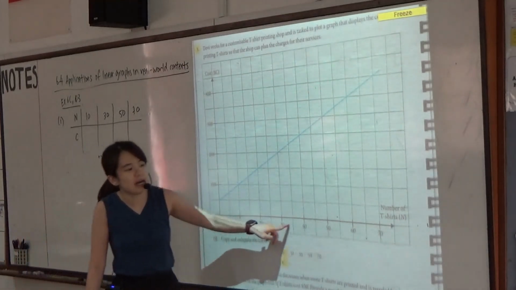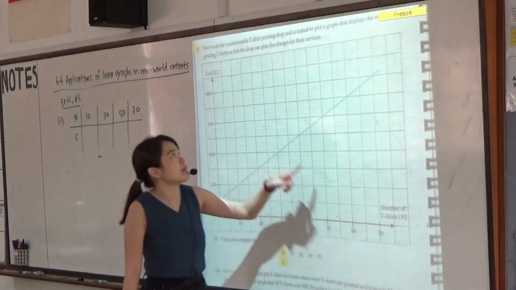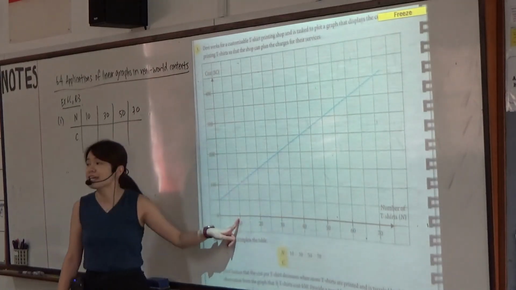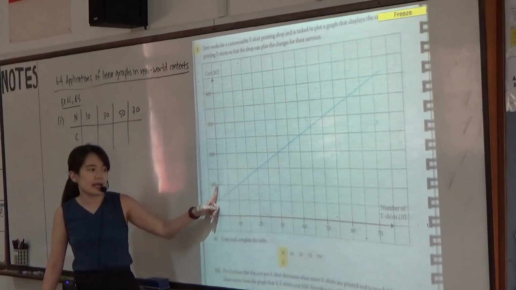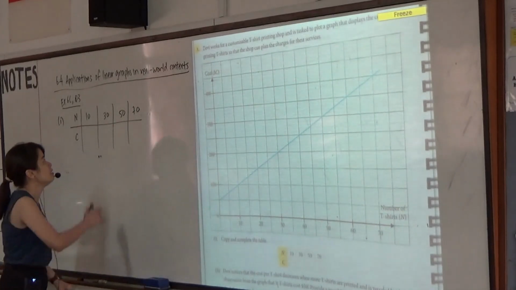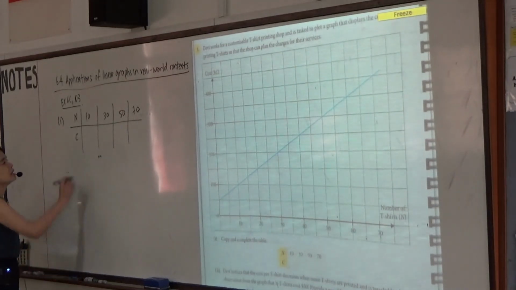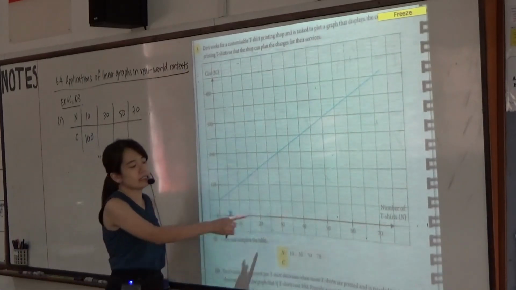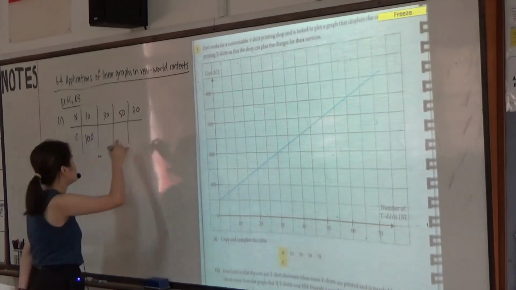N can be found along the horizontal axis because it's labeled N over here, and the vertical axis is labeled C. So when n is equal to 10, we read the graph, we see that it reaches here and the price is 100. Therefore, we fill up the table with 100 under that column with 10. Likewise, when I want to find 30, we read out the graph and we find that it is 200.